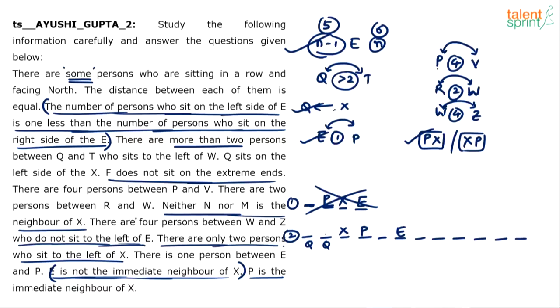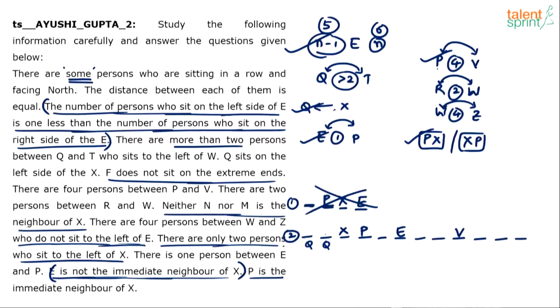Now can V be taken on the left side of P? No, because we don't have 4 places here. There are only 3 places. So V has to come on the right side of P. So 1, 2, 3, 4, V comes here. Yes or no? There are 4 positions between P and V. So this is done. Now anything with respect to V or P can be used. Nothing is given there. Alright.